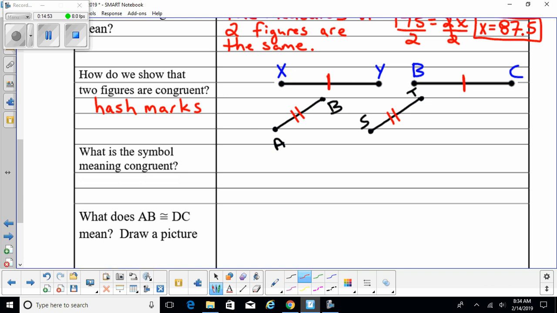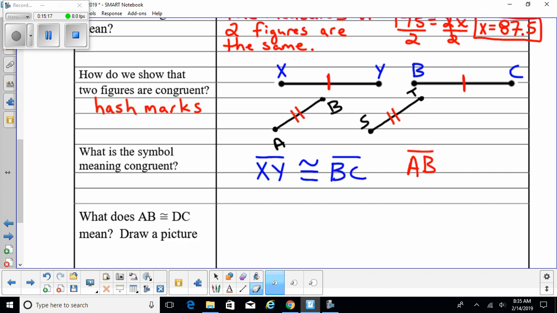Because, you know, we like symbols in mathematics. For my XY and BC, I would show it like this. Segment XY is congruent, this is the symbol for congruency, to BC. And I would also say, based on the 2 hash marks on AB and the 2 hash marks on ST, that segment AB, again, not the length, we're talking just the segment itself, that's why I have my line above the AB, is congruent to segment ST. That's how it's going to be presented to us throughout the semester.